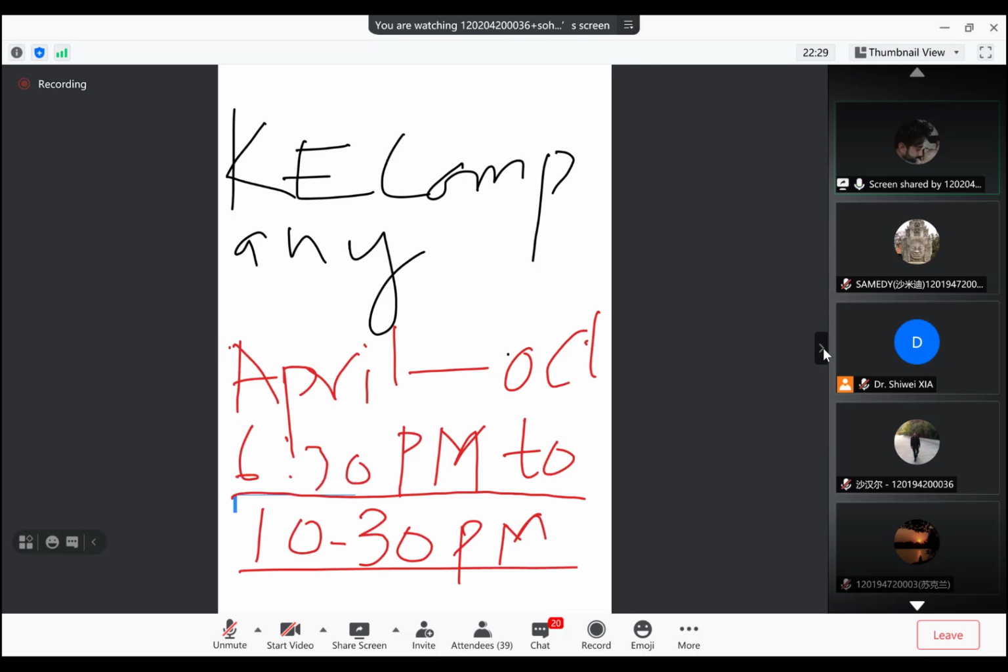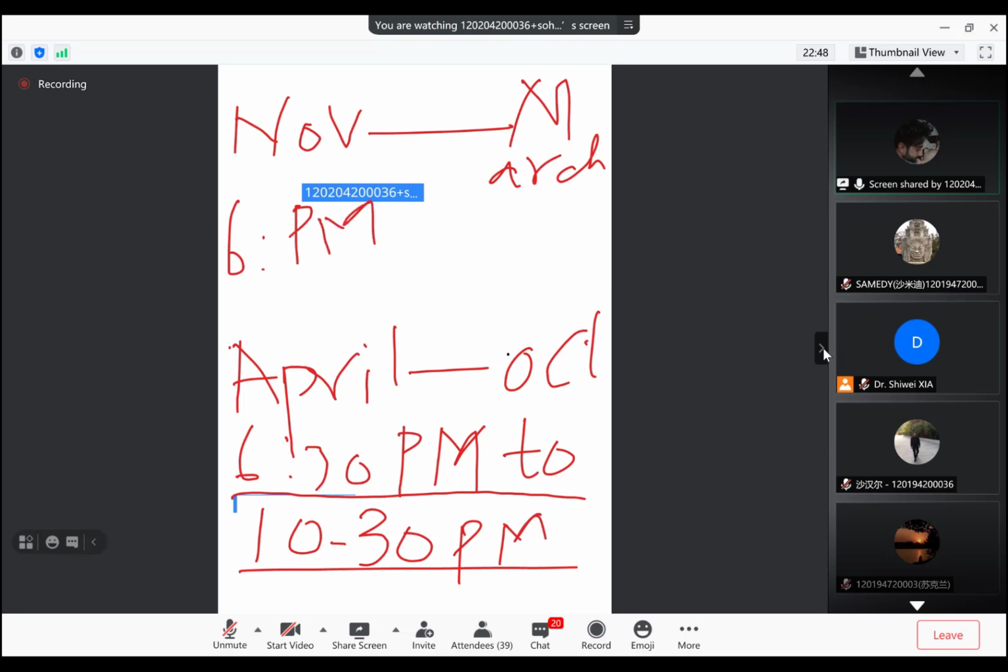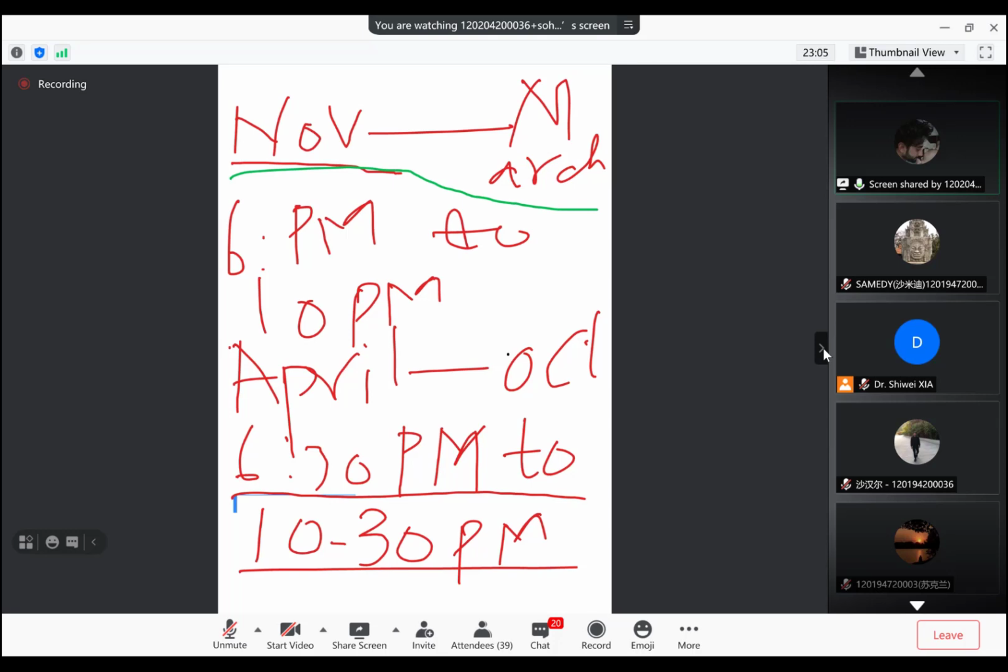Now in winter, from November to March, 6 p.m. to 10 p.m. will be your peak hours, and the other 20 hours should be normal.